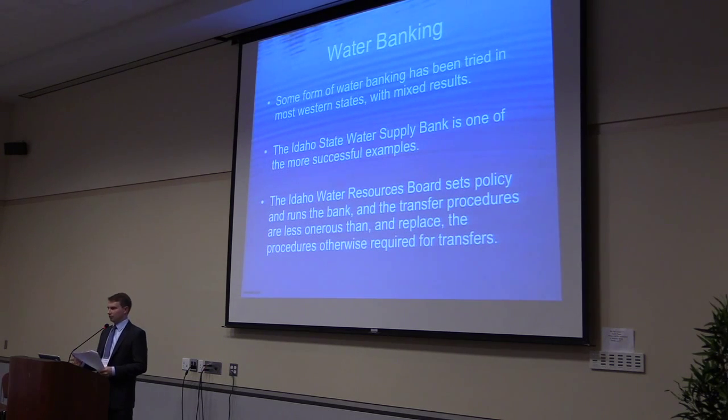And there are a lot of factors that really make a difference in terms of whether these things succeed or fail. Some of them wind up being drought-related, temporary banks. Some of them wind up being more long-term banks. But the Idaho Water Resources Board is the one that actually runs the bank, and one of the elements that has really made this work is the fact that the water transaction process is a little less onerous when you're going through the bank because there are a handful of procedures that are not required through that process as compared to the normal process for transfers.